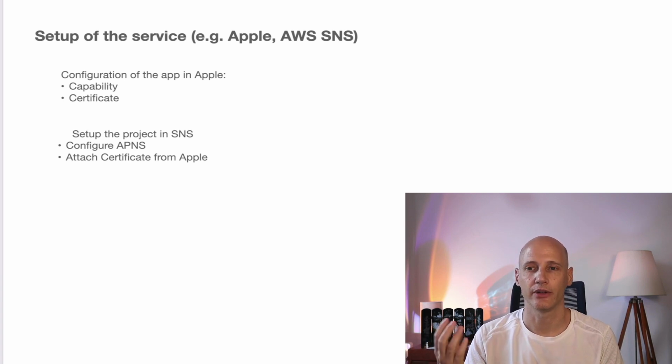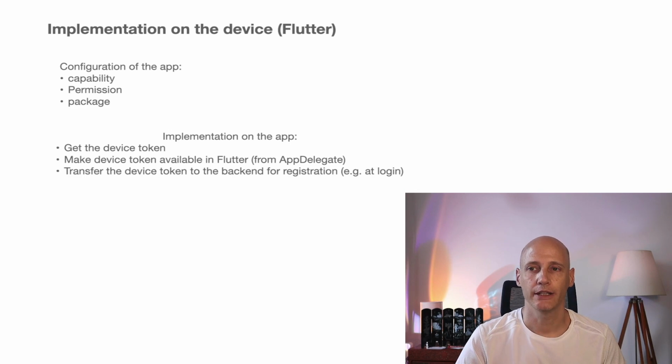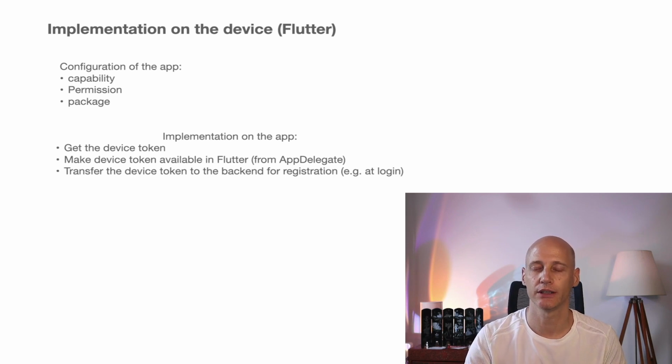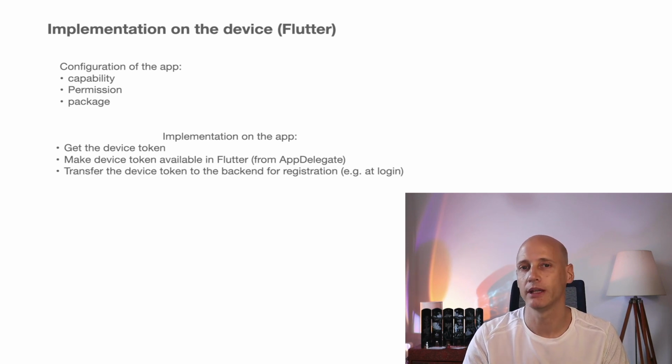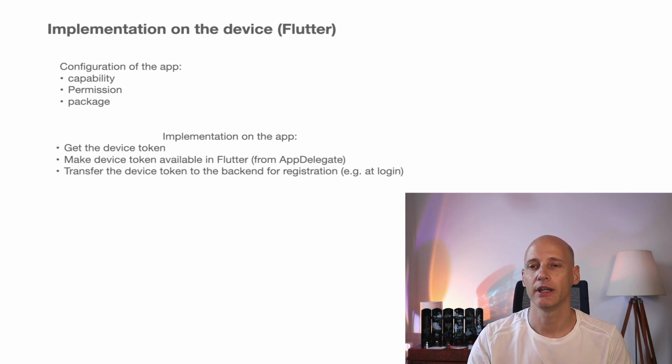and that allows SNS on AWS to send notifications to Apple that will be routed to that device. Now on the application side in Flutter, we need to configure the capability to process push notifications. We need to make sure that the permissions are managed, so the user can, of course, permit or not permit the application to show push notifications. And we need to include the package that we use for the whole processing here.